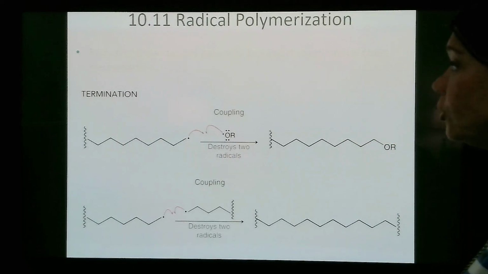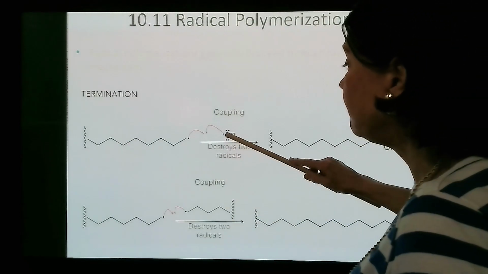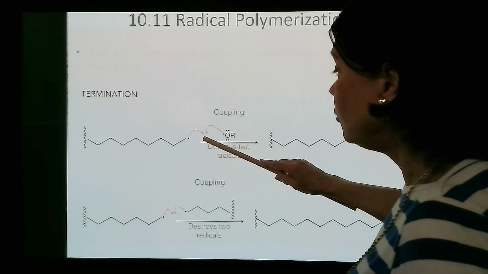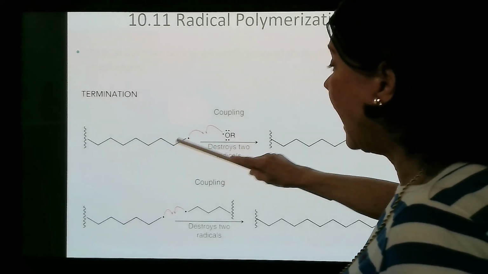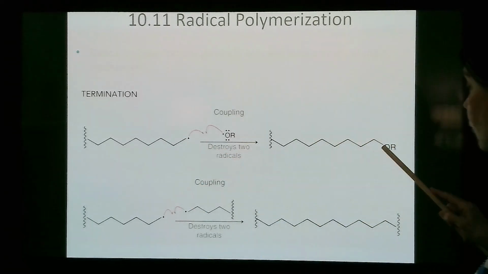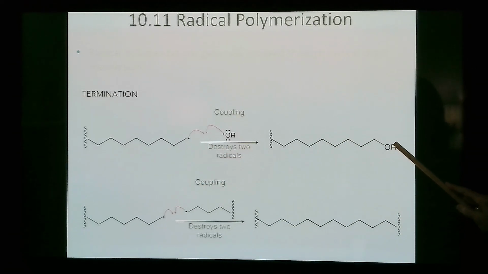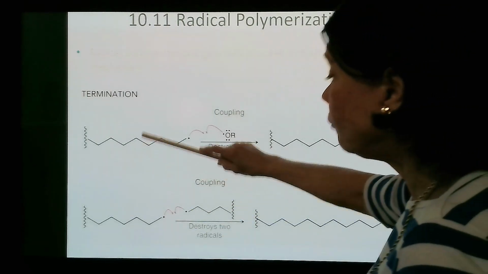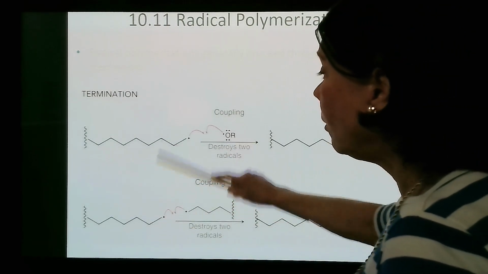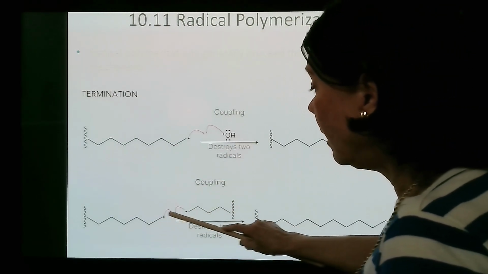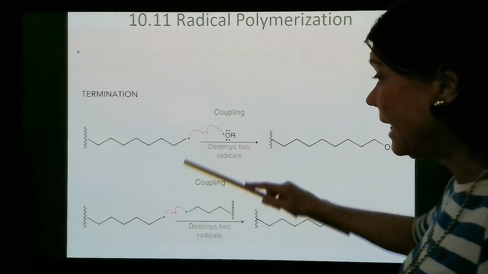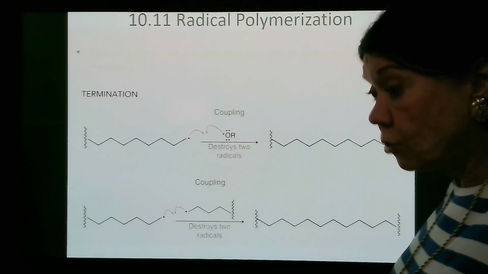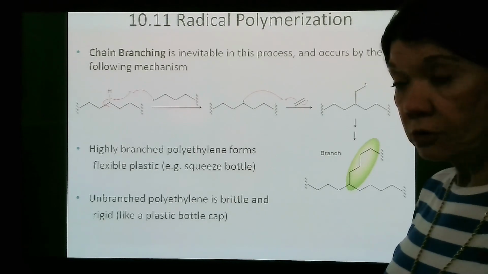And so the termination step, there are different termination steps. You can have OR dot react with the alkyl chain radical to give you the alkoxy termination, or you can have two of the alkyl radicals couple and just give you a longer chain. Each of these destroys two radicals and stops the chain reaction.